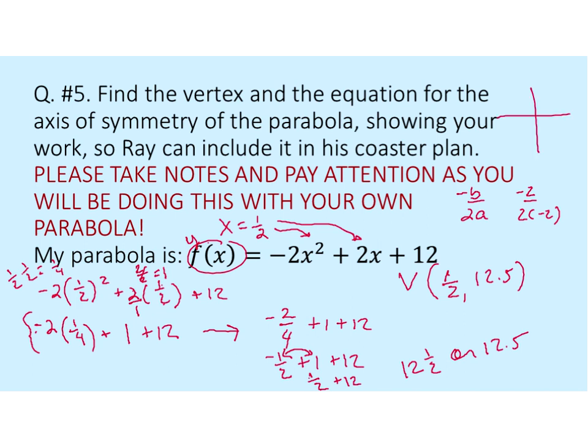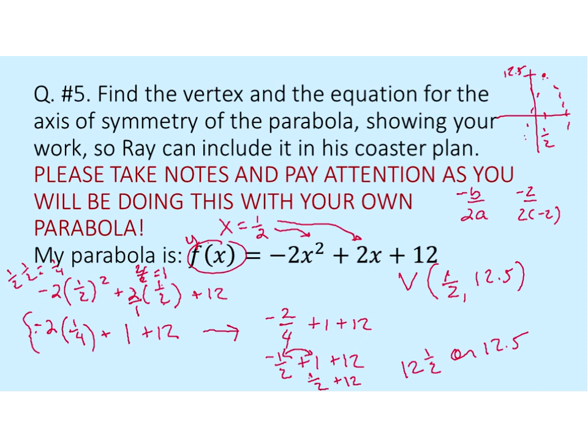So if we were going to plot that, we'd go over to 1/2 and we'd go up to 12.5. Let's say that that's 12.5, and we know that that's the maximum, our vertex. All right, it was positive. Super. Thank you so much.